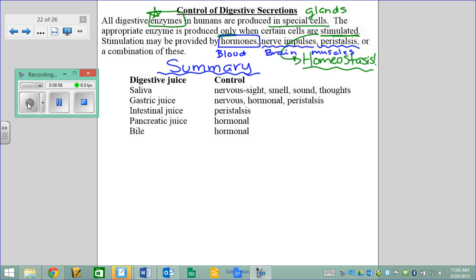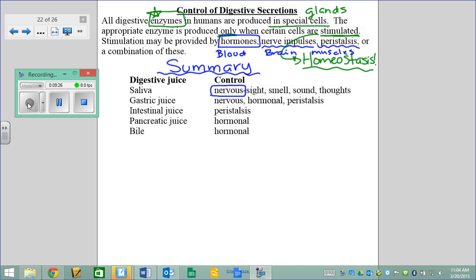So the first thing I'm showing you is actually the summary. So if you wanted, like, what should I study on my study card, this sums up how everything is stimulated. Your saliva is mostly controlled by your nervous system. That means that if you see food, if you smell food, if you hear noises that sound like food being prepared, or you think about delicious food, saliva shows up in your mouth.